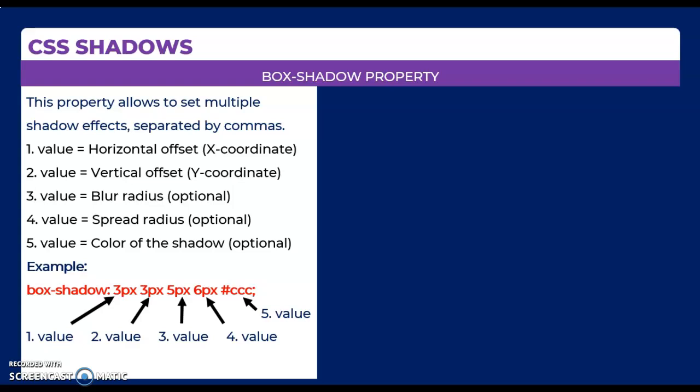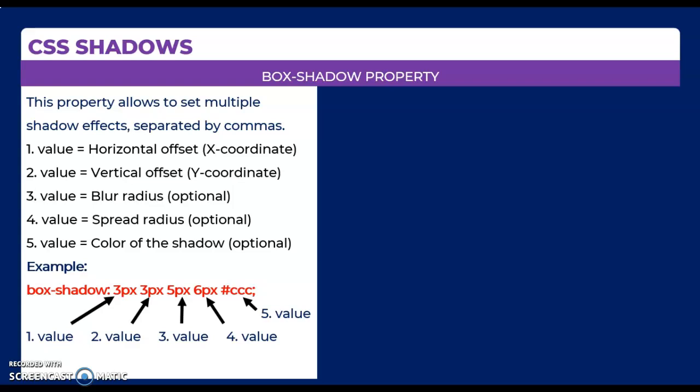Similar to the text-shadow property, the first value defines the horizontal offset of the shadow. If this value has a positive offset, positive numbers, then the shadow will be on the right of the element. A negative offset will put the shadow on the left of the element. The second value defines the vertical offset of the shadow. A negative offset means the box shadow will be above the box. A positive one means the shadow will be below the box.